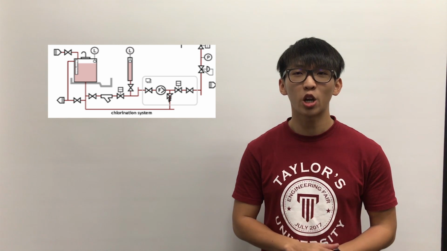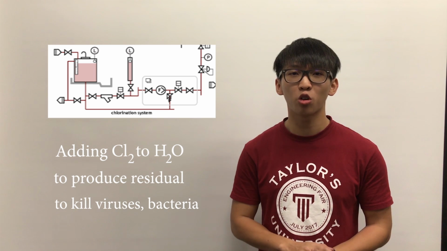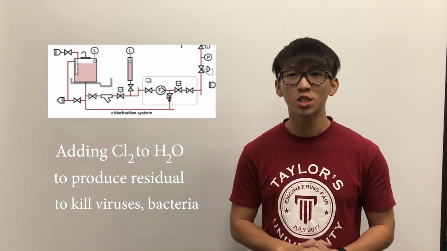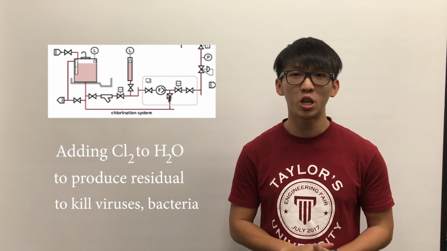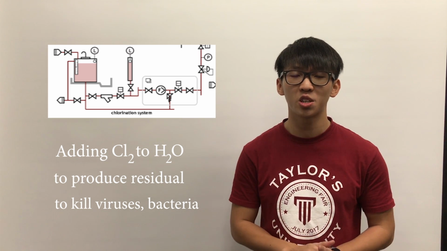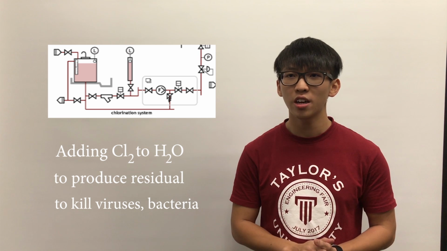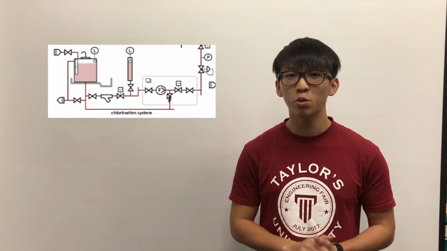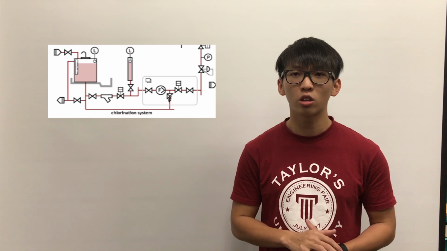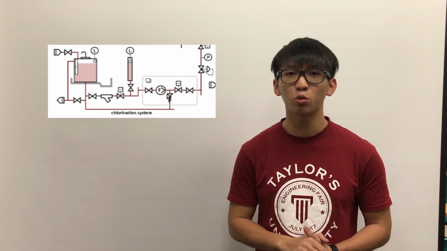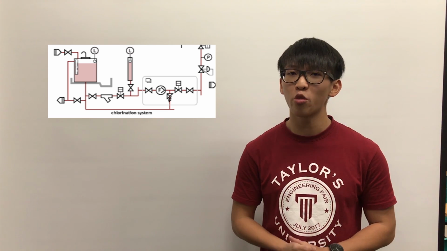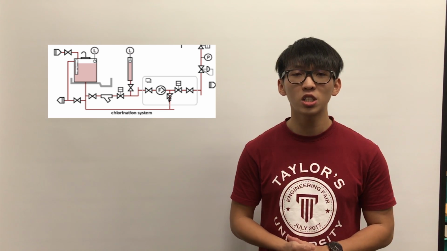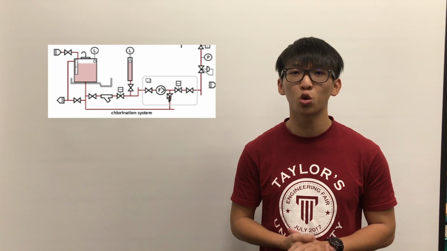Chlorination is a process that is used by adding a measured amount of chlorine to water to produce sufficient residual to kill viruses and bacteria, to eliminate possible waterborne diseases such as dysentery and typhoid. In this PID diagram, the chlorination system is applied to purify the desalted water before sending it to the limestone reactors. The chlorination system is mainly built by 3 control systems.